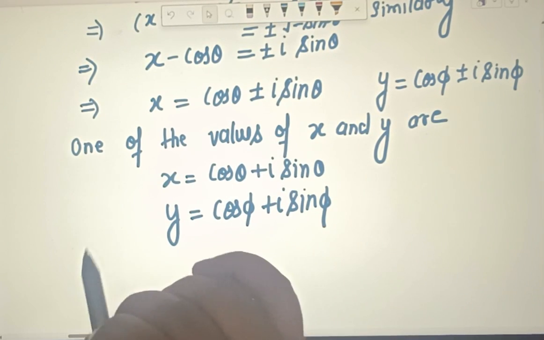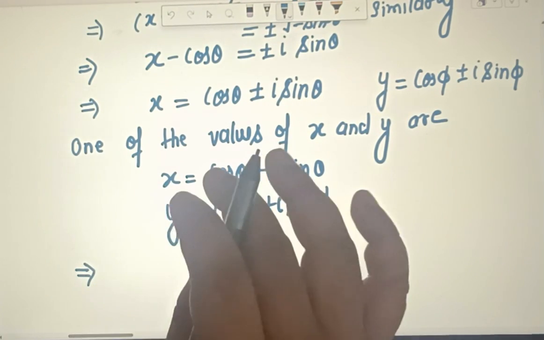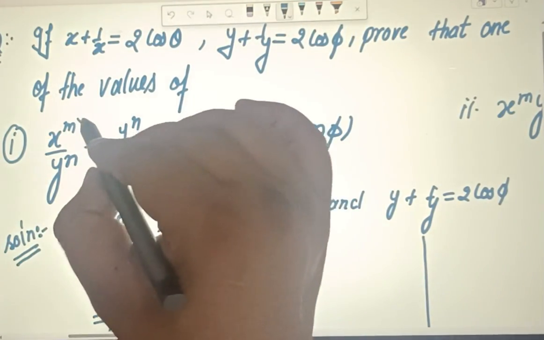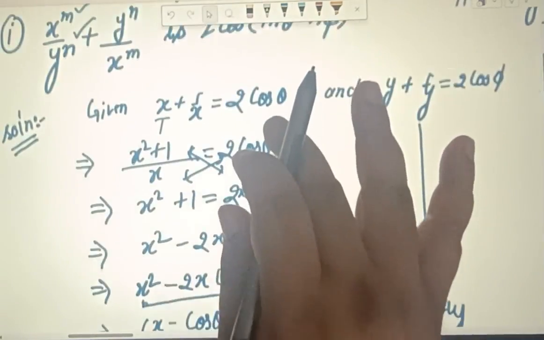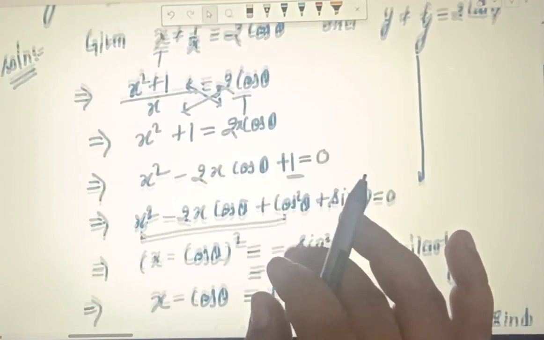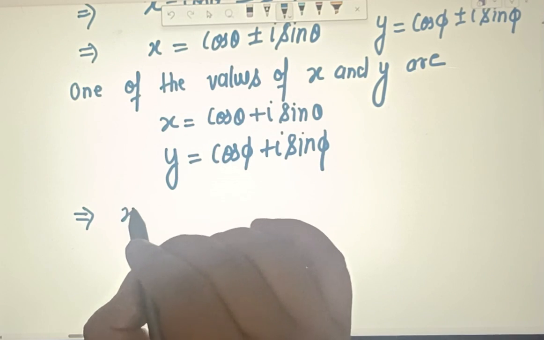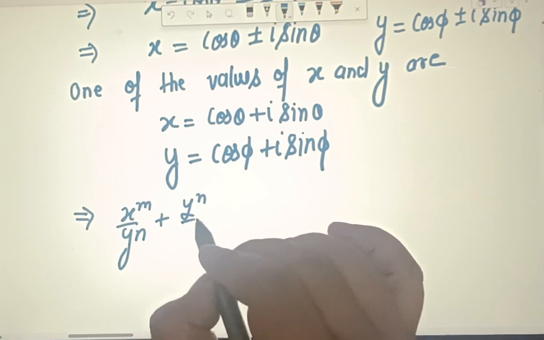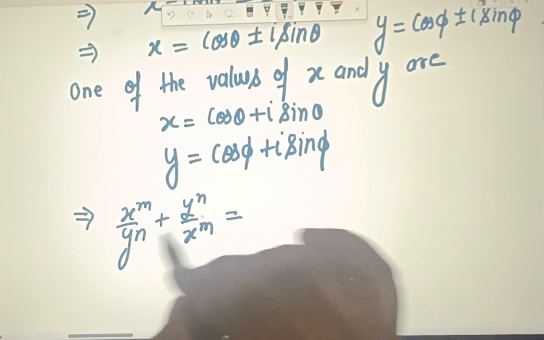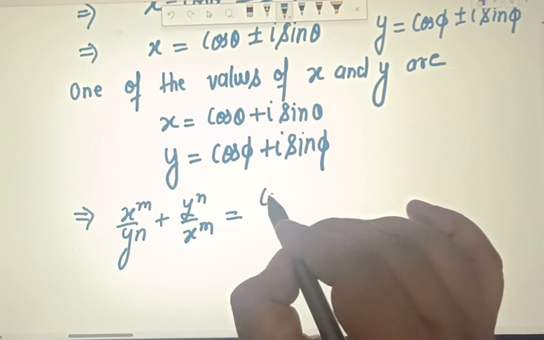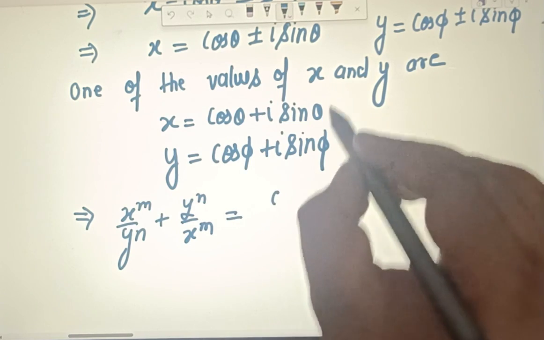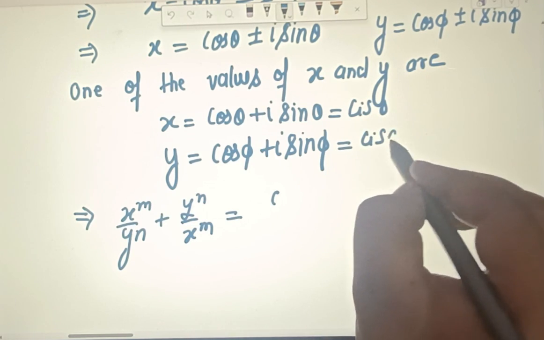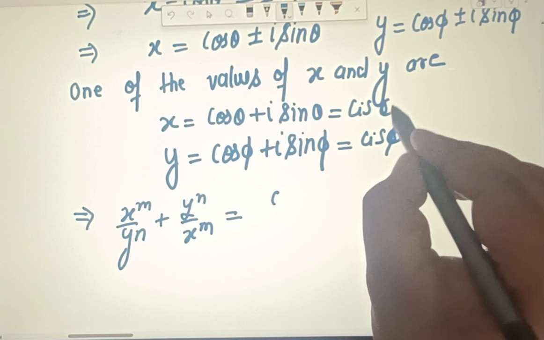So come on, what about x to the power m? Now I need to solve part number 1. I need to prove x to the power m upon y to the power n plus y to the power n upon x to the power m. So come on, what about this? The value of x is, in short, I will say cis theta, and y is cis phi, right? Cis theta and cis phi.